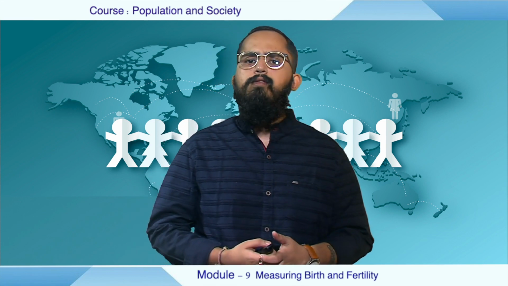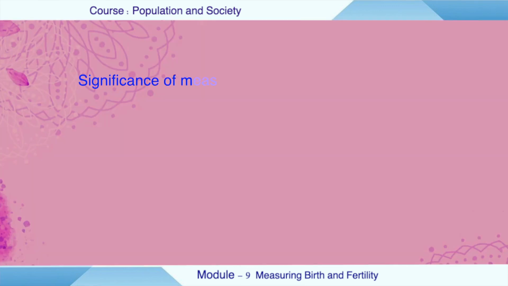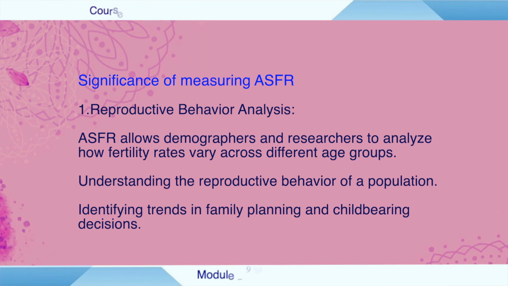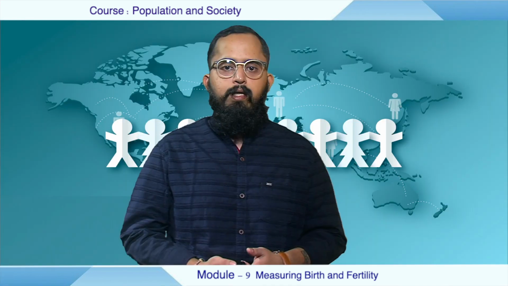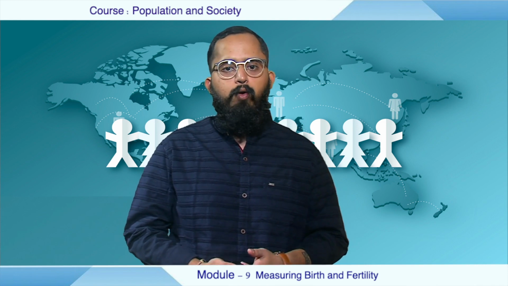Now what is the significance of measuring ASFR? Why do we measure the age-specific fertility rates? The first significance is reproductive behavior analysis. The ASFR allows demographers and researchers to analyze how fertility rates vary across different age groups. This information is vital for understanding the reproductive behavior of a population and identifying trends in family planning and childbearing decisions.